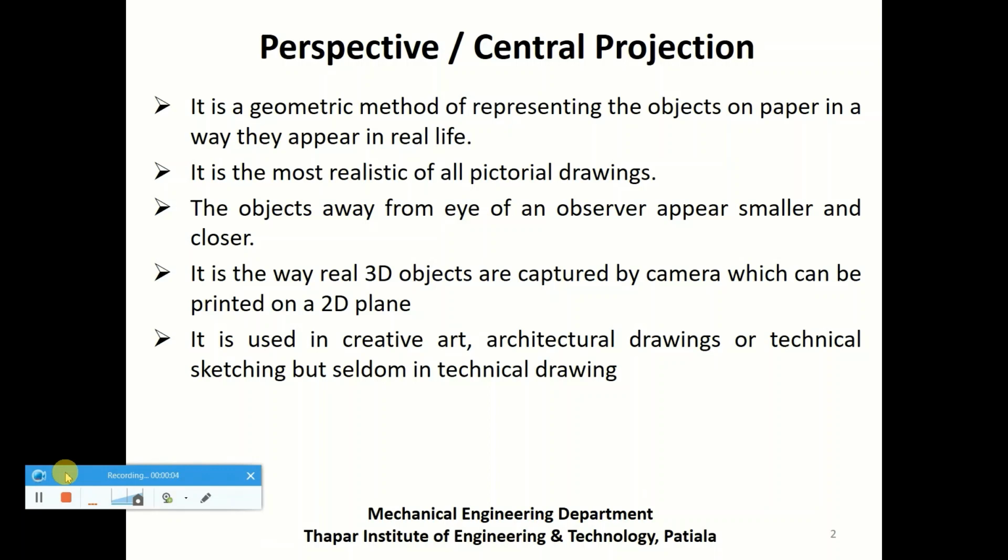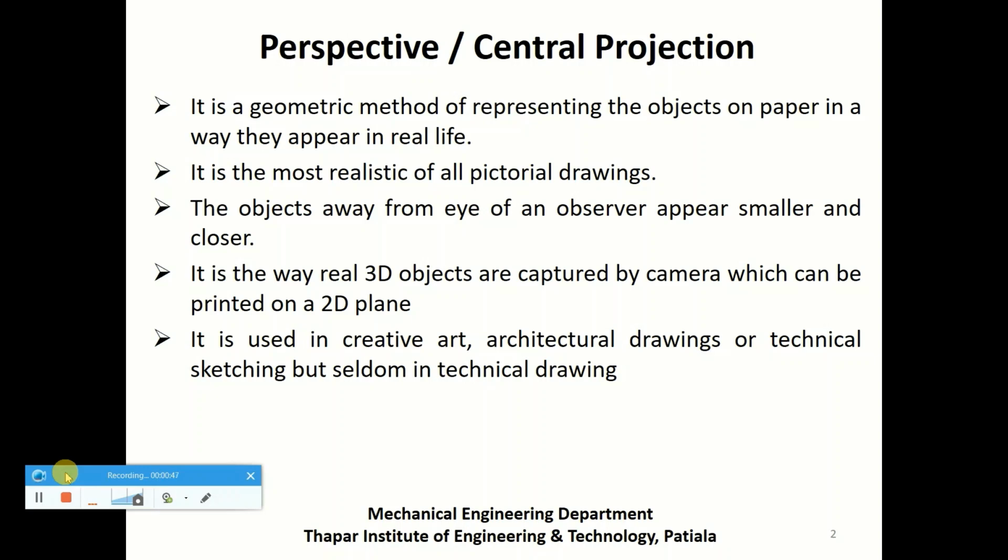So the perspective projections or the perspective views is just another way of representing the objects in a drawing. It is most commonly used as a creative art in architectural drawings or in technical sketching, but it is very rarely used in technical drawing. The basic difference between the perspective projections and the other types of projections which we have done so far in this course, like orthographic projection and isometric projection, is that in this case the objects are made in a more real way, having an element of realism in the drawing.